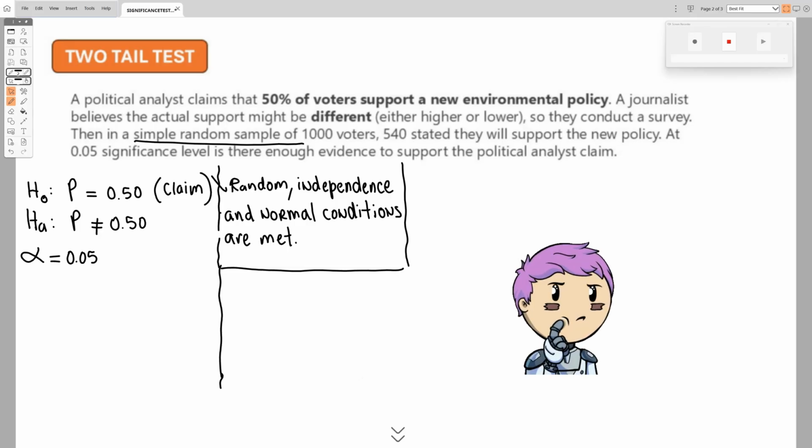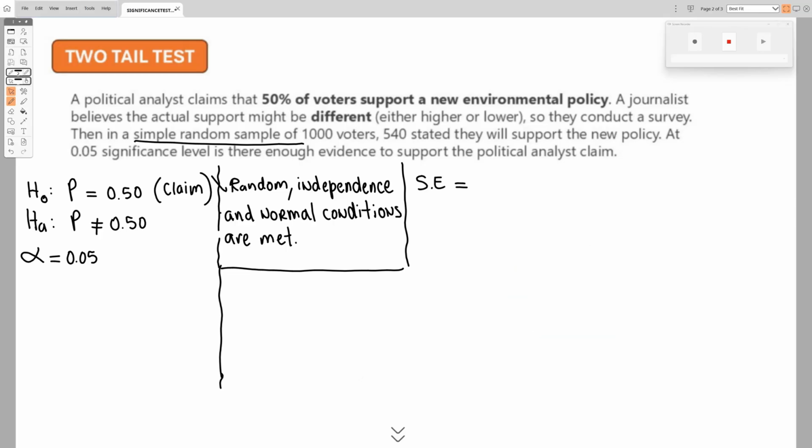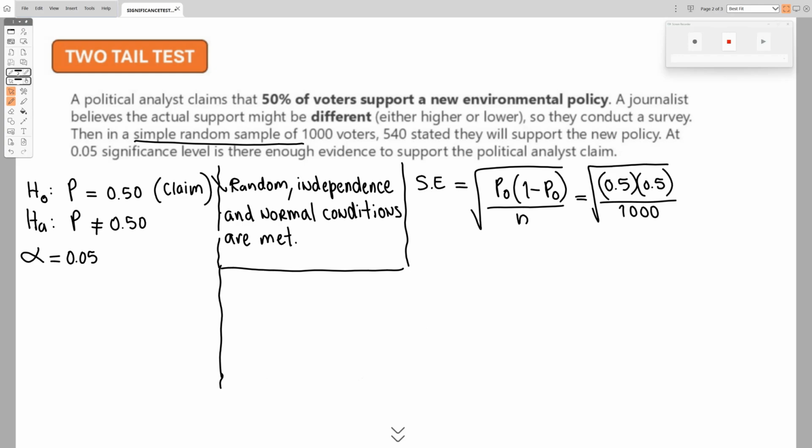Let's calculate the standard error. Assuming the null hypothesis is true, the product of the true proportion and its complement is divided by the sample size and square rooted. The standard error is approximately equal to 0.0158.